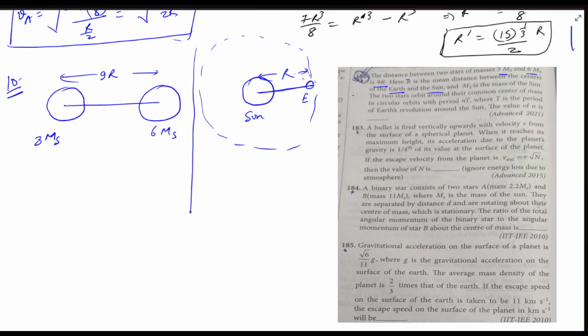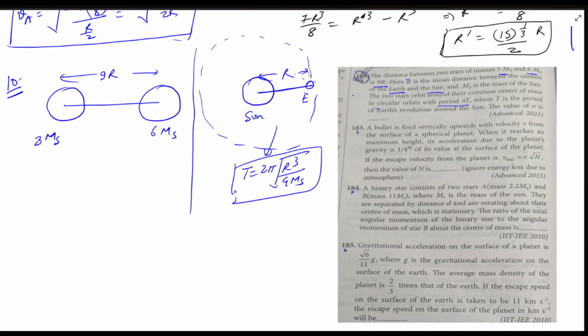Perfect. Ms is the mass of the sun. The two stars orbit around their common center of mass in a circular orbit with a period nT. T is the period of Earth around the sun. So we have T as 2 pi root of R cube upon G mass of sun.